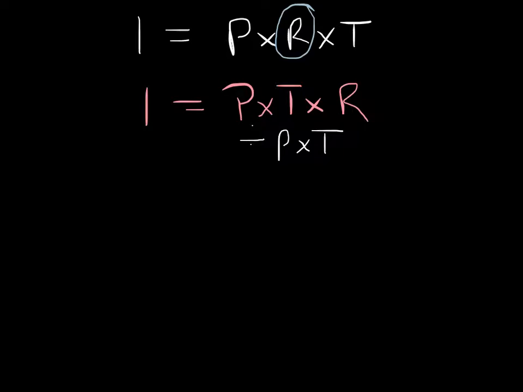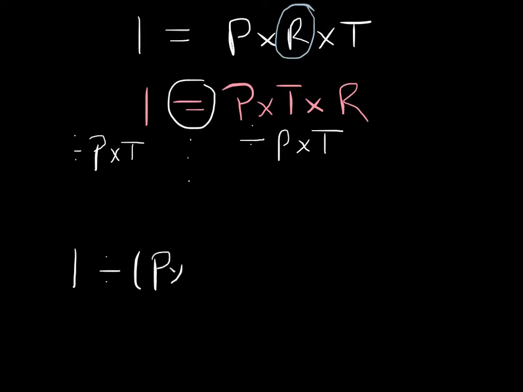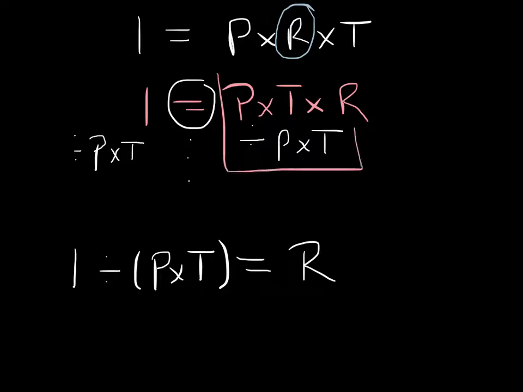I also need to divide by P times T on the left-hand side of the equal sign. So here's my equal sign, just like there's a line here separating them, because this keeps us balanced. So now I have I divided by P times T is equal to R, because this part here equals 1.